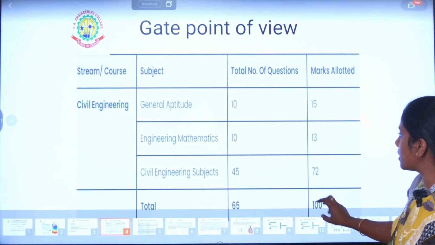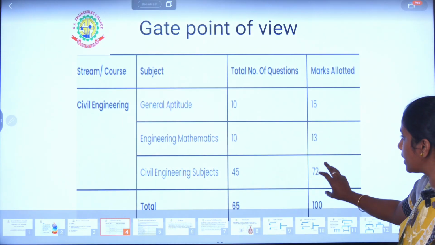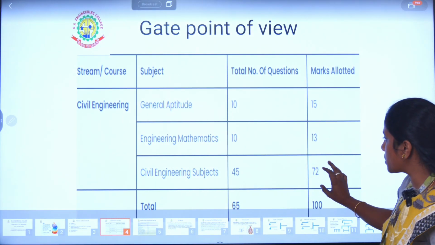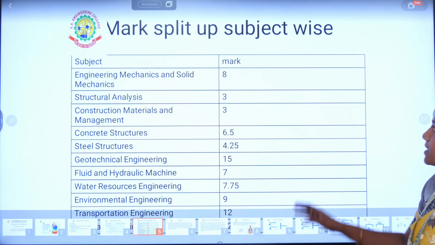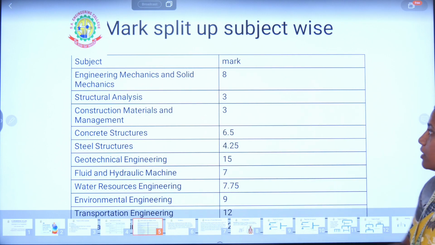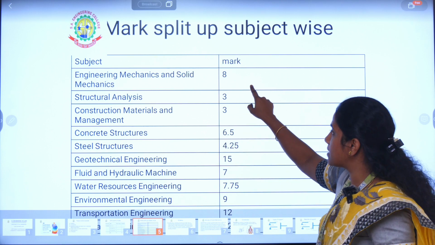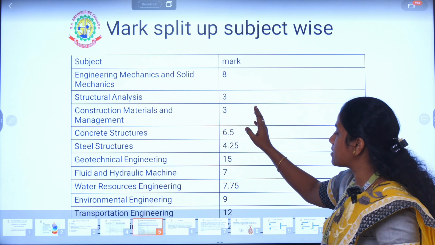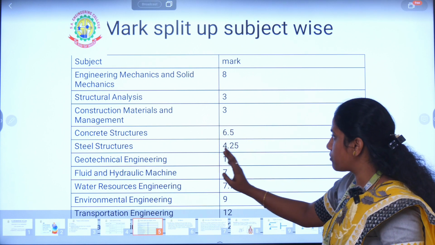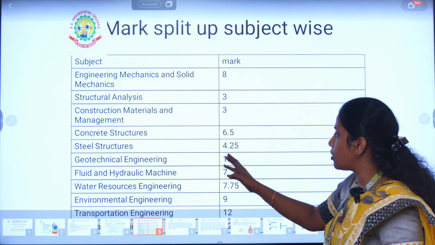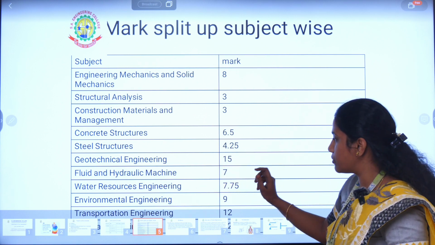Out of 100 marks, the civil engineering subject will hold up to 72 marks, and for these 72 marks we are going to write. In these 72 marks, there is a subject-wise split. For engineering mechanics and solid mechanics, the allocated marks are up to 8, structural analysis 3, construction materials and management 3, concrete structures 6.5, steel structures around 4 to 4.25 marks, and geotechnical engineering 15 marks.